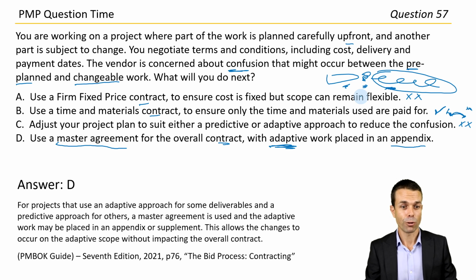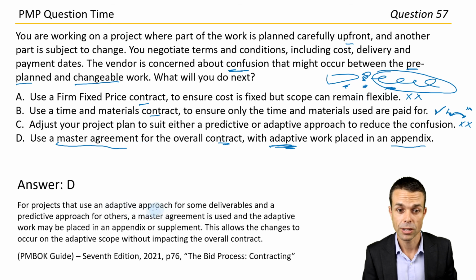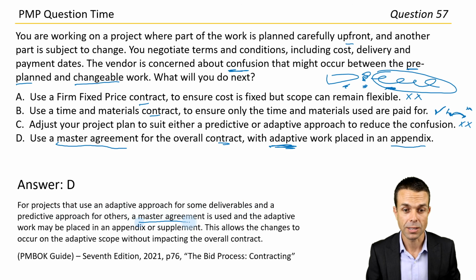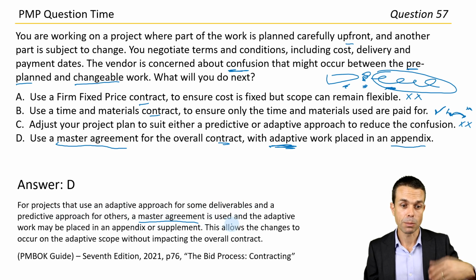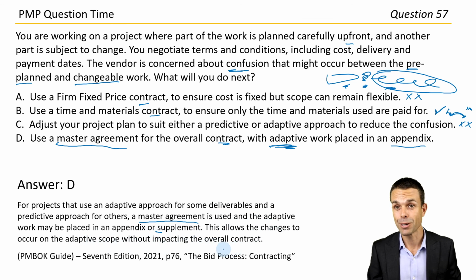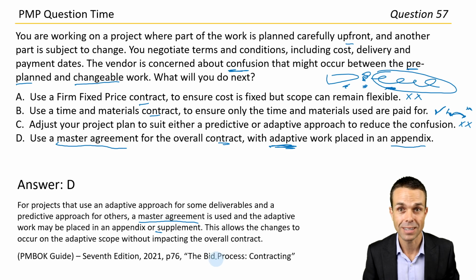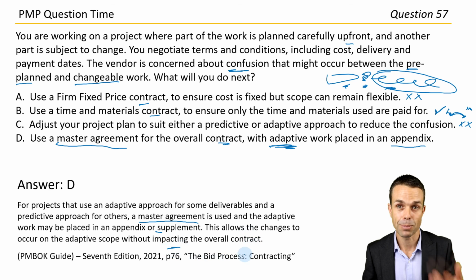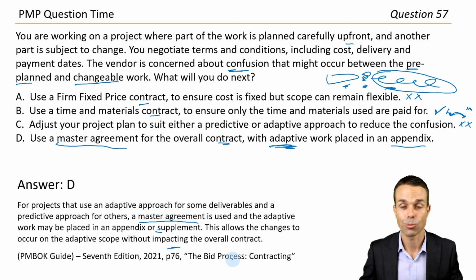Okay, great. For projects that use an adaptive approach for some deliverables and a predictive approach for others, a master agreement is used, and the adaptive work may be placed in an appendix or a supplement. This allows the changes to occur on the adaptive scope without impacting the overall contract. And remember again, this is direct from the PMBOK Guide 7th edition, page 76, the bid process contracting section, if you want to check that out for yourself. And I really recommend you do. This is really good. You can go straight there and check that out.